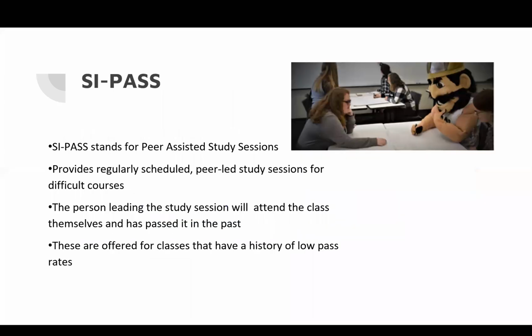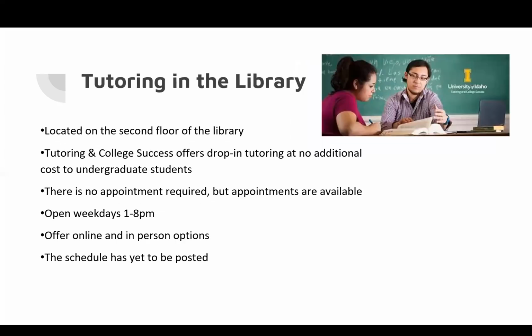Then there's SI Pass, which is peer-assisted study sessions. They provide regularly scheduled peer-led study sessions for difficult courses. Typically, if your class offers an SI Pass, they will tell you pretty early on in that class. So at this point, you should know. There will also be a schedule online, which they unfortunately have not posted yet. And then the person leading the study session will be attending the same class you go to, so they will know exactly what your professor has and has not told you, which is super useful because sometimes they will think that you know something that you actually don't. And these are all offered for classes that have had a history of low pass rates.